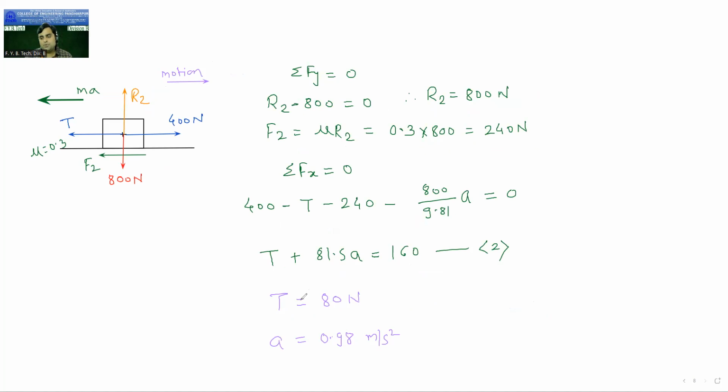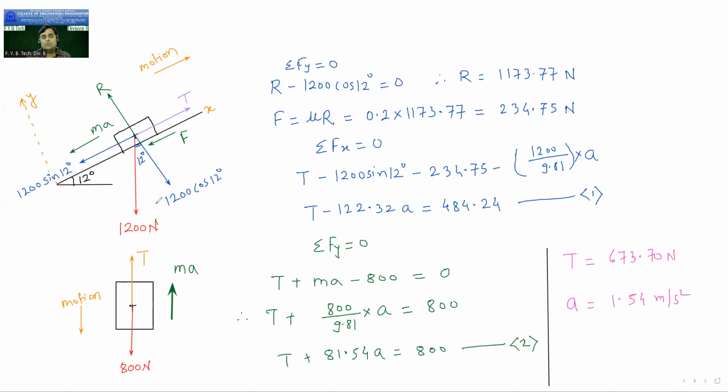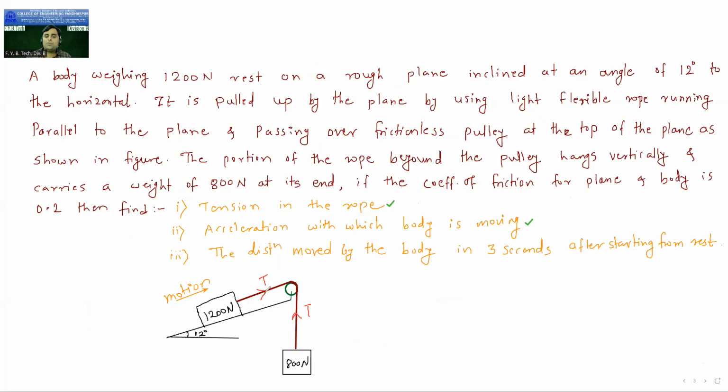So have you understood this problem? These are the problems of connected bodies. In this unit, there is one bit, the numericals on connected bodies. So by using D'Alembert's principle, in this way we can solve the numericals of connected bodies. Now here you can see these two blocks kept on the horizontal plane. These are nothing but connected bodies, connected by this rope. So we have solved the problem. Previously also. Now this block is also a problem of connected bodies, but it is on an inclined plane.